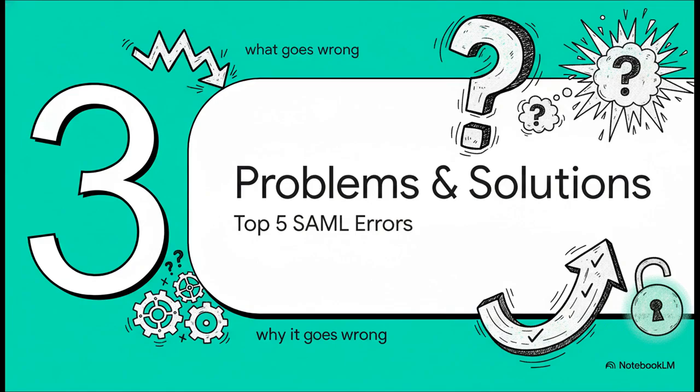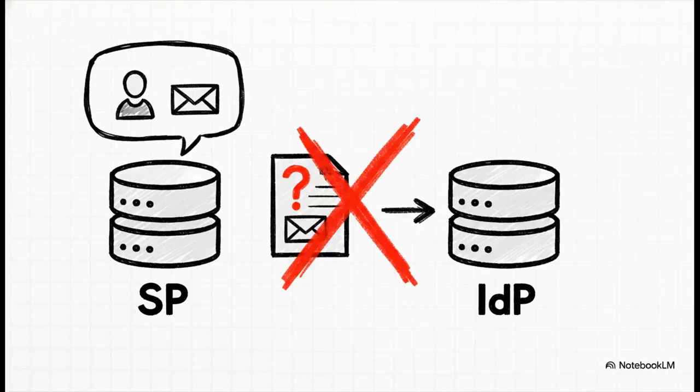So now, let's get to the real meat of this. What goes wrong? Why does it go wrong? And, most importantly, what can you actually do about it? All right, number 1. By far the most common problem you're going to run into is a missing attribute error. This basically means the application is waiting for some piece of info about you, say your first name or your email, and for whatever reason, the identity provider just isn't sending it. Or maybe it's sending it in a way the app doesn't understand.